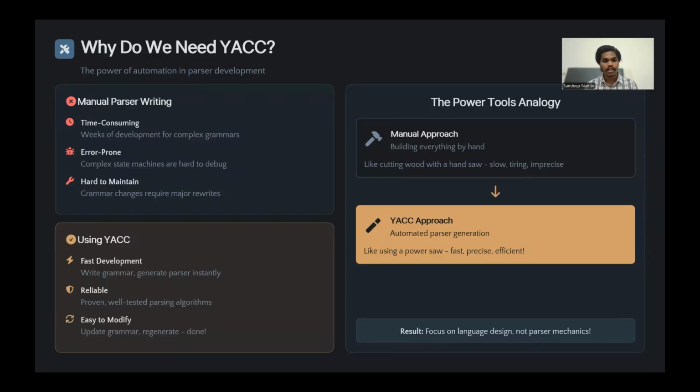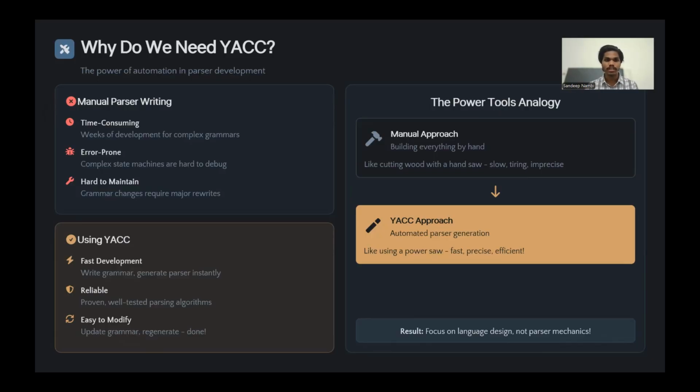Now, let us understand why we need YACC. Let me ask you a question: why do we need YACC? Why not write parsers manually? Why not do the work ourselves? Writing a parser manually is time-consuming work. It can take weeks of development for complex grammars, and it is error-prone because complex state machines are hard to debug, and it is hard to maintain. Any grammar change may require a major rewrite.